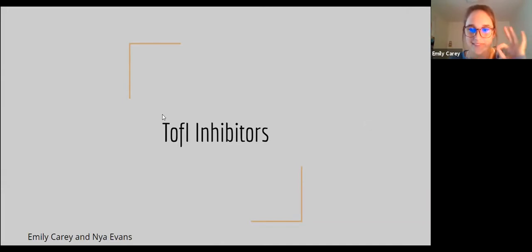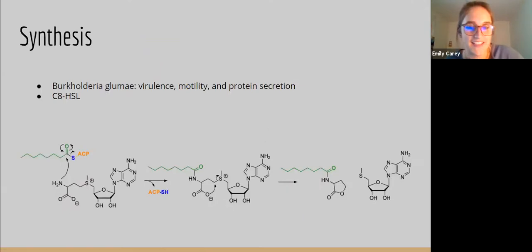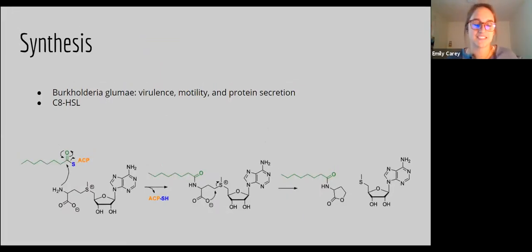No. Perfect. Okay. So we're going to discuss the TofI synthase inhibitor. Just briefly, TofI synthase is responsible for producing C8HSL, an autoinducer that promotes the virulence and motility of B. glumae, which is a gram-negative bacterium and a plant pathogen. This bacterium and its specific quorum sensing mechanism is of great interest in the agriculture area of study.